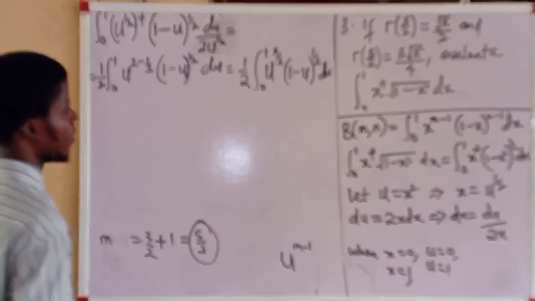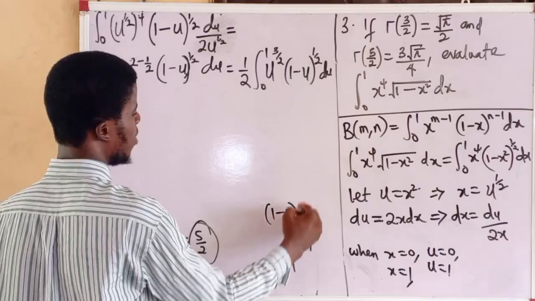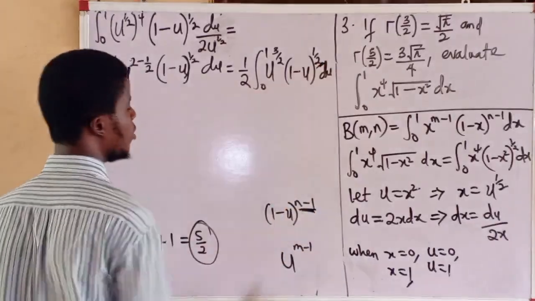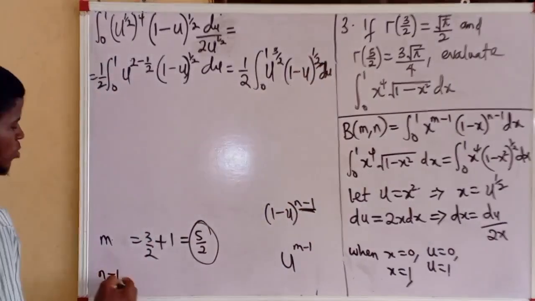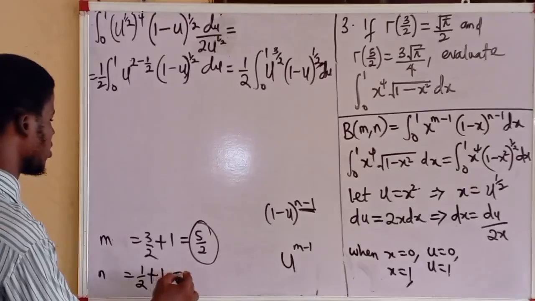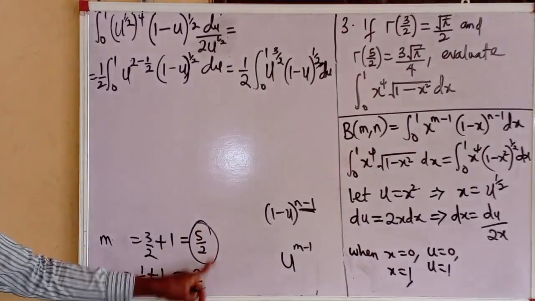What is n? The same thing. This is 1 minus u to the power of n minus 1. n minus 1 must be equal to 1 over 2 here. So n minus 1 is equal to 1 all over 2. If we make n the subject, we have plus 1. 2 times 1 is 2 plus 1 is 3, 3 all over 2. So n is 3 over 2, m is 5 over 2.